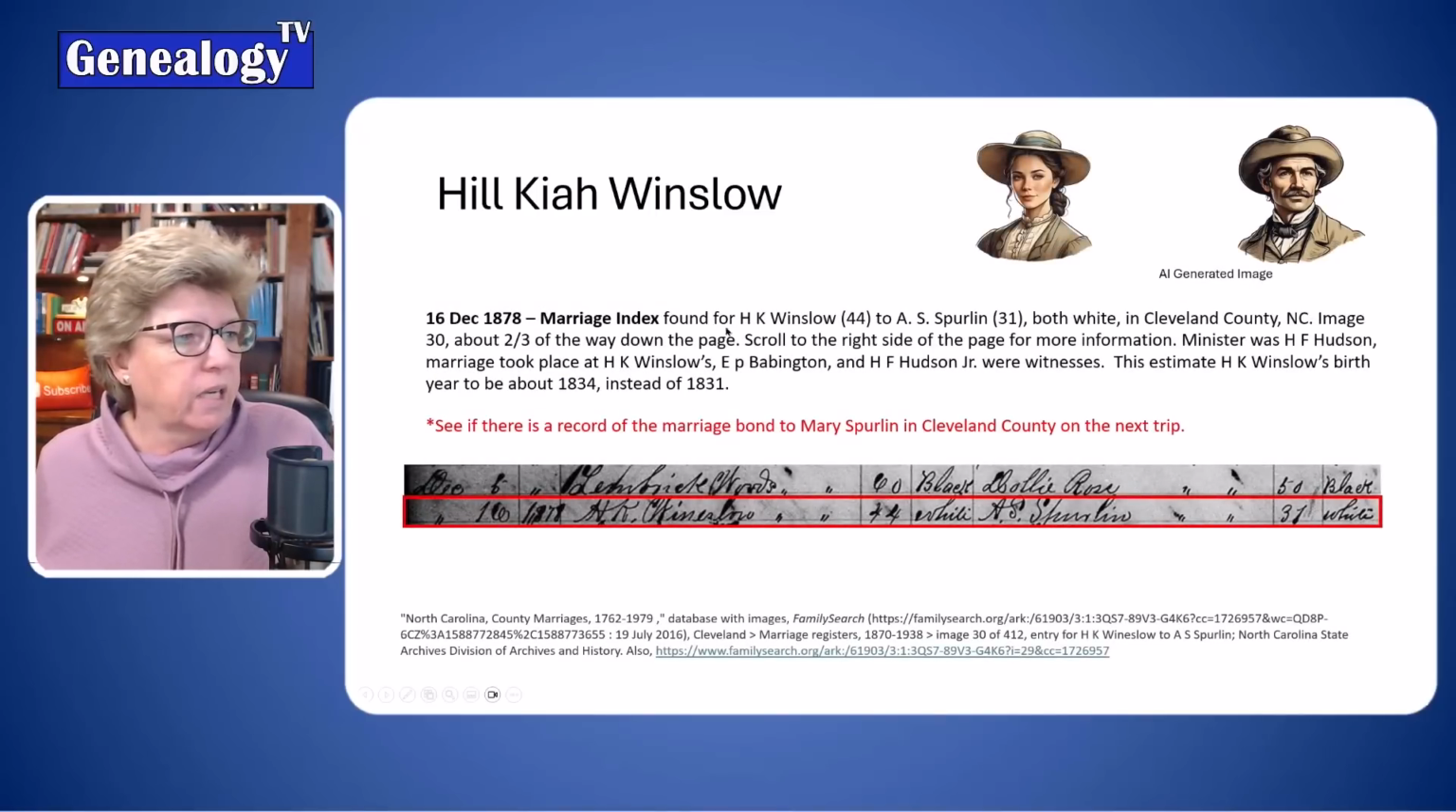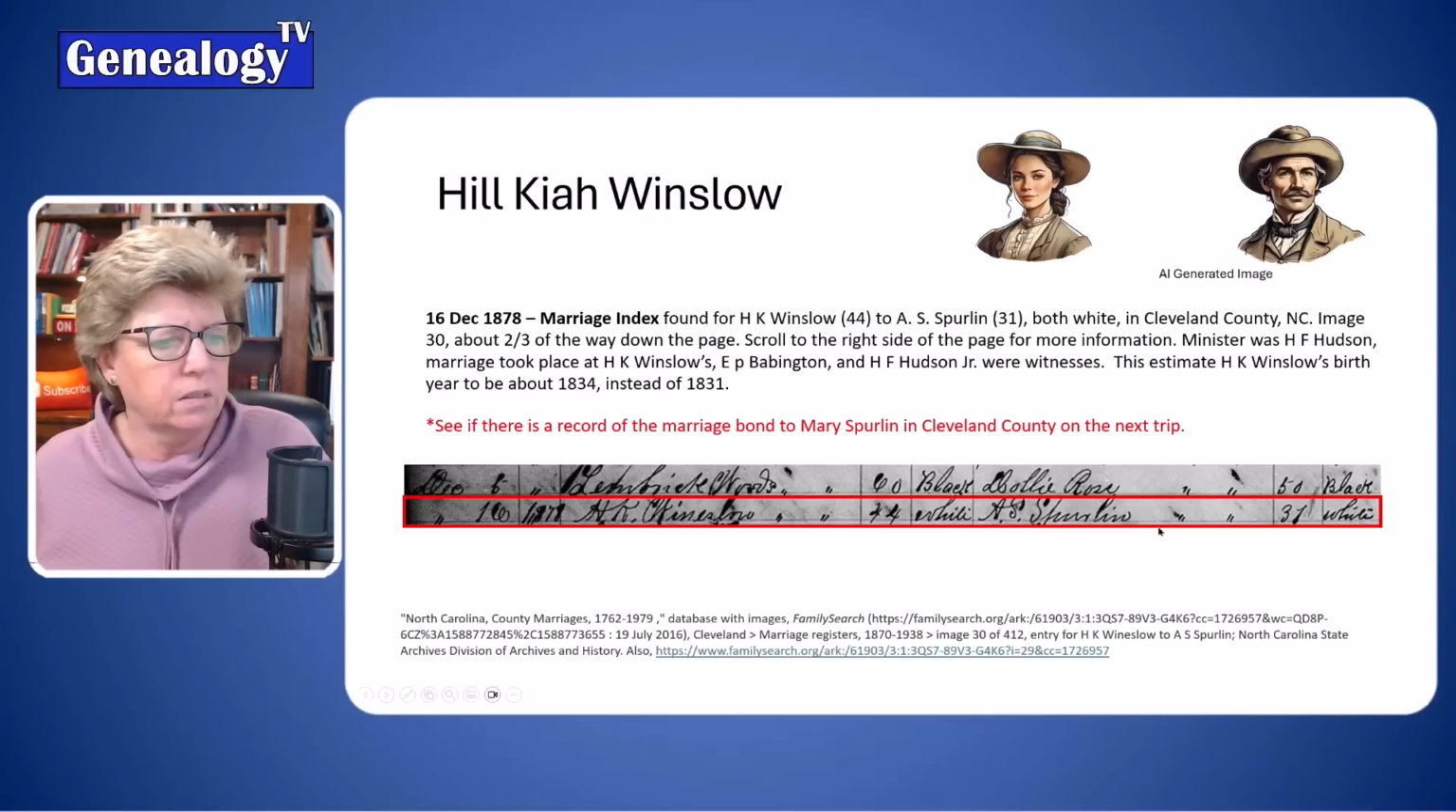In 1878, I find a marriage index for H.K. Winslow to A.S. Spurlin, both white, in Cleveland County. And I'm like, wait a minute, H.K. Winslow, A.S. Spurlin. This is not making sense. Huh? Let me see if there's a record for a marriage bond for Mary Spurlin.